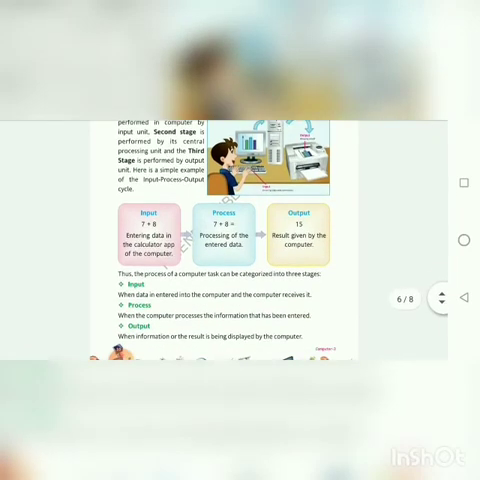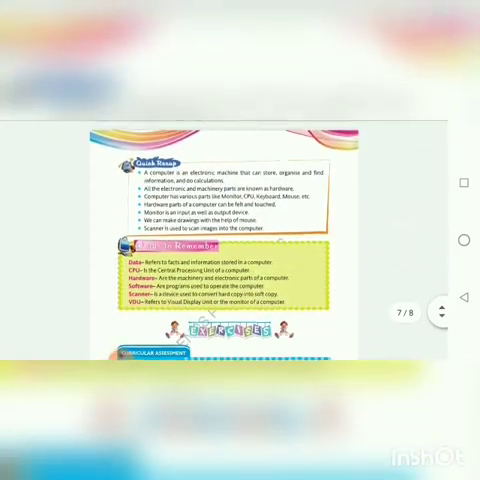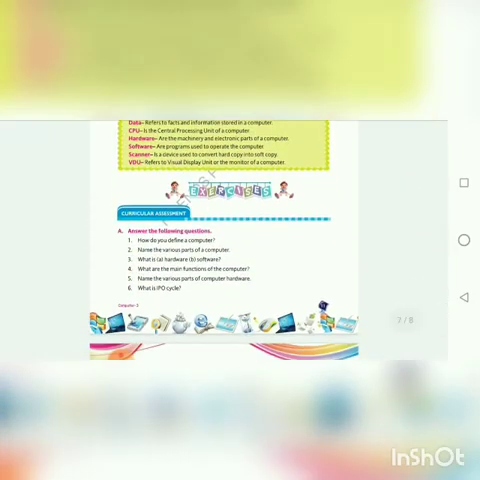Okay, now answer the following questions. First question: how do you define a computer? A computer is an electronic machine that can store, organize and find information and do calculations.